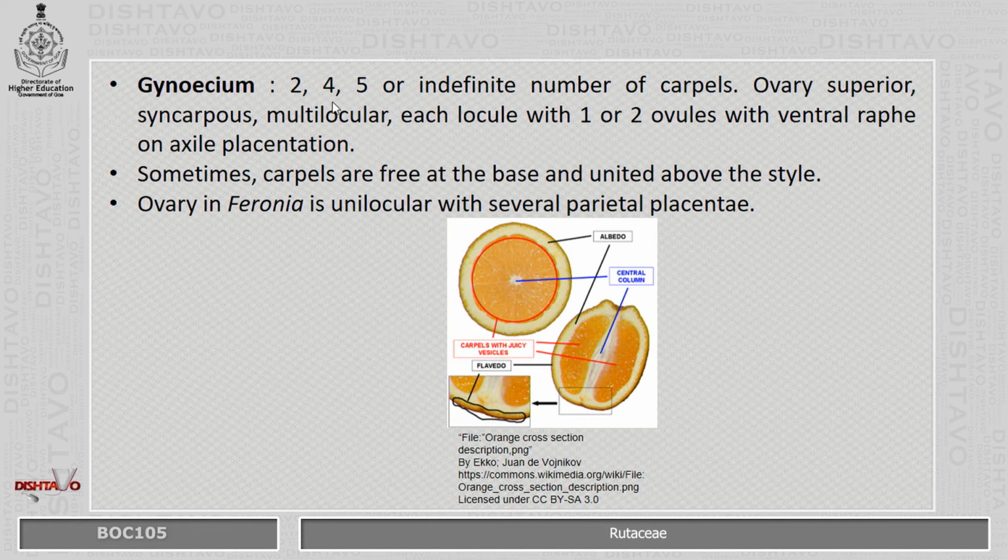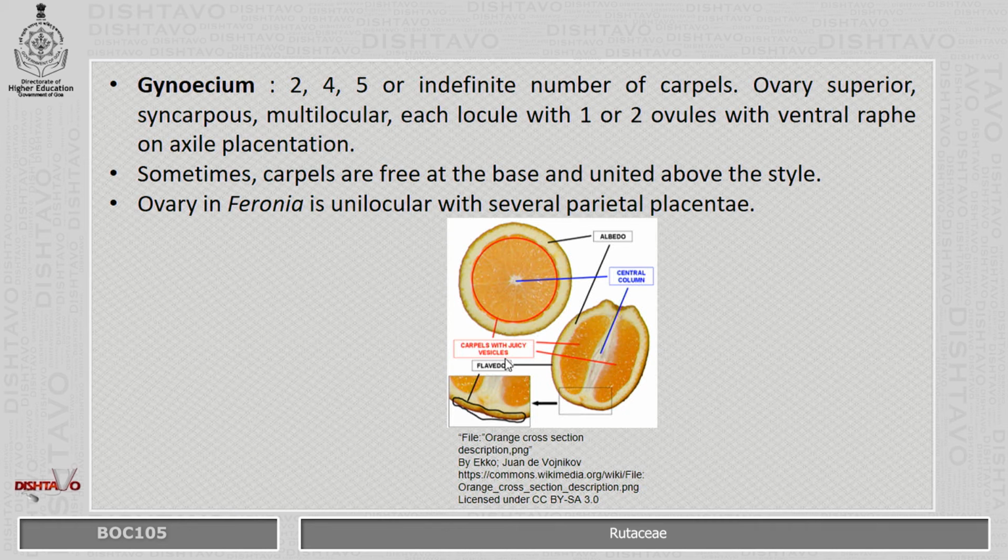Gynoecium is 2 to 4 or 5 or an indefinite number of carpels. Ovary is superior. They are syncarpous, fused carpels, multilocular, each locule with 1 or 2 ovules with ventral raphe on the axile placentation. Sometimes the carpels are free at the base and united above the style.